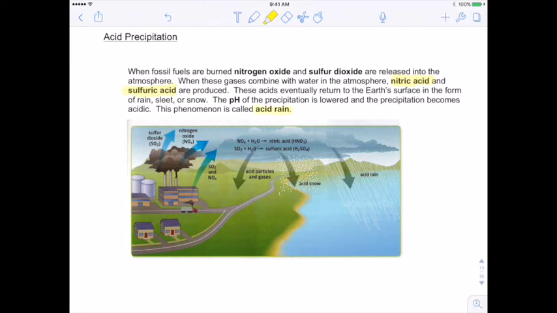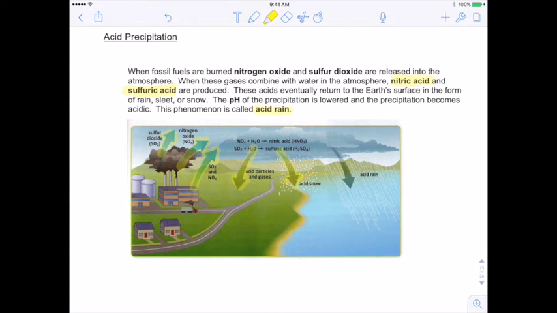In this diagram, we can see factories releasing sulfur dioxide and nitrogen oxide into the atmosphere. We see them mixing with water in the atmosphere, forming nitric acid, sulfuric acid, and returning in the form of rain, snow, or sleet. So we said that this type of precipitation is acidic. And we said that this type of precipitation has a low pH.